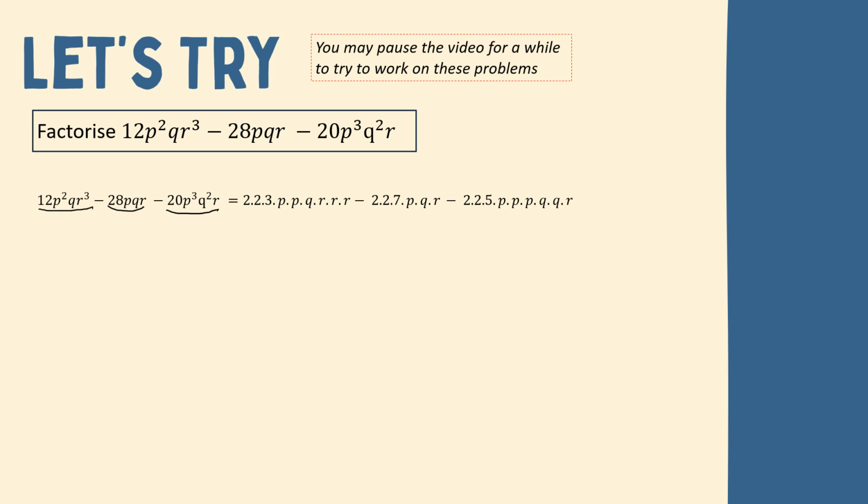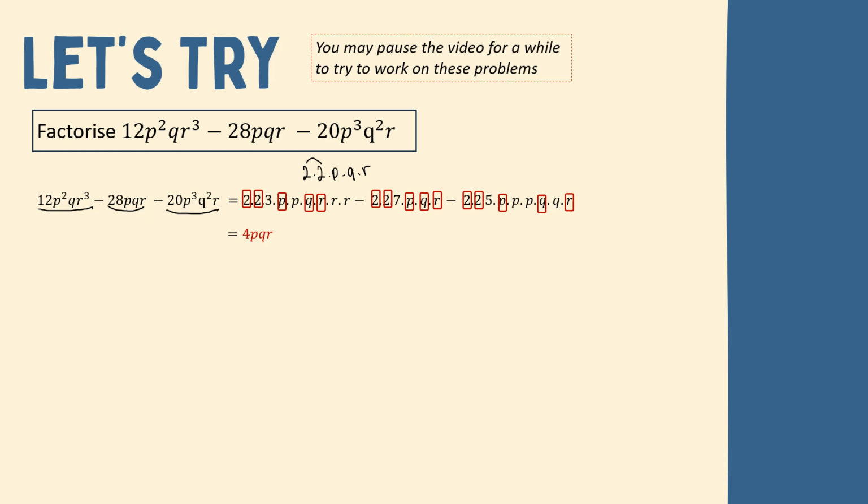Okay, and then the next step is to find the common factors. The common factors are 2 and 2 and p and q and r. So the HCF should be 2 times 2 times p times q times r. 2 times 2 is 4. So the HCF is 4pqr. Just put 4pqr outside the bracket, in the front.